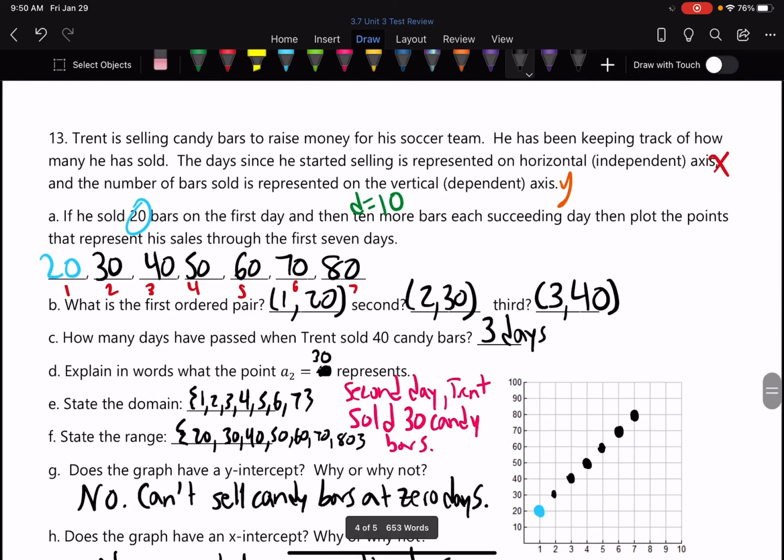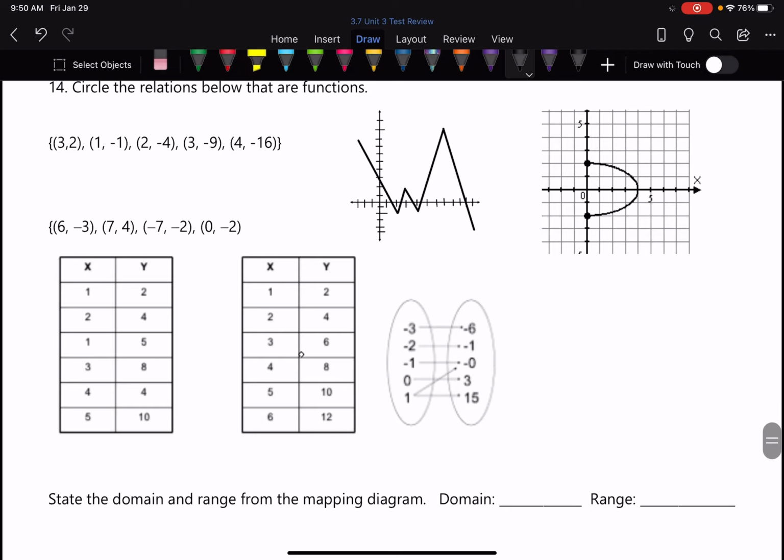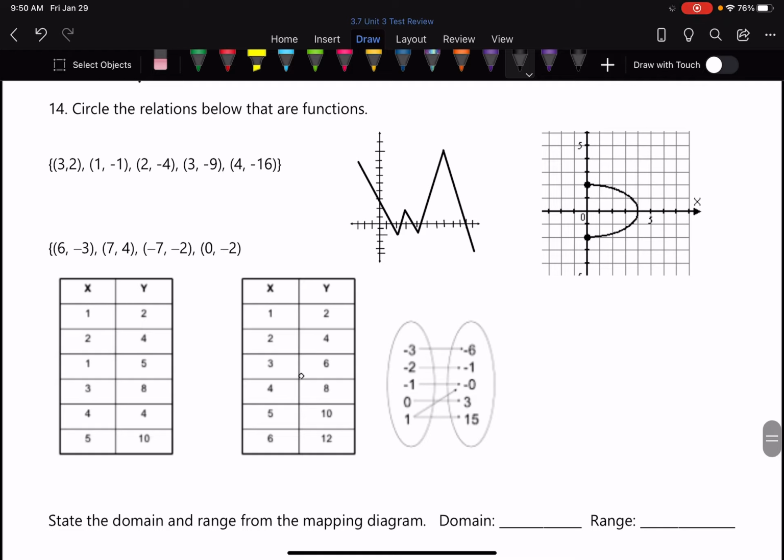All right, guys, so that was the word problem. Let's look at this final problem. It says circle the relations below that are functions. So remember, there's a few ways that we can look at functions. We've got our vertical line test. We can see if our domains repeat. If the domains repeat, they're not a function. If it does not pass the vertical line test, so if it passes through more than once, then it's not going to be a function. So I'm going to circle the relations that are functions.